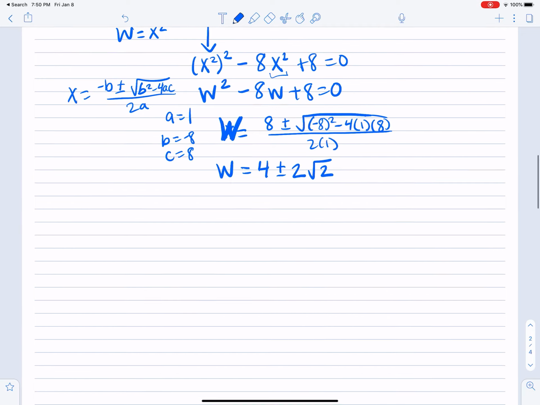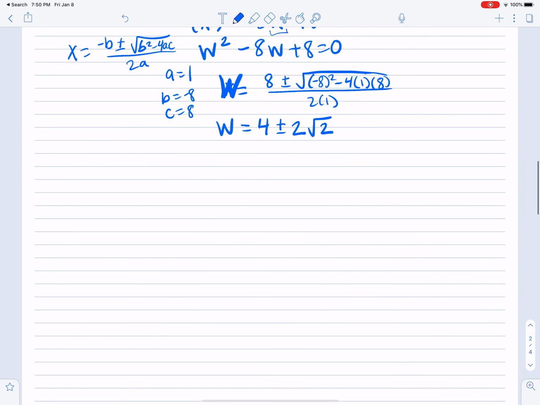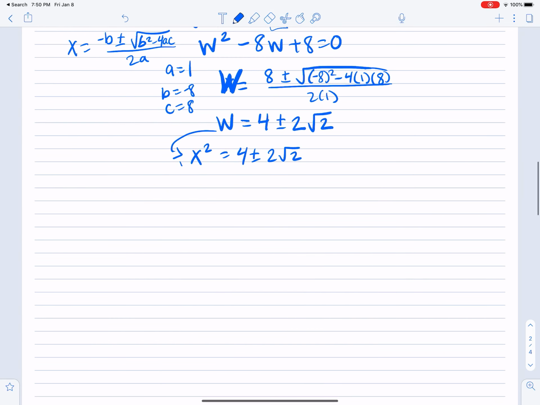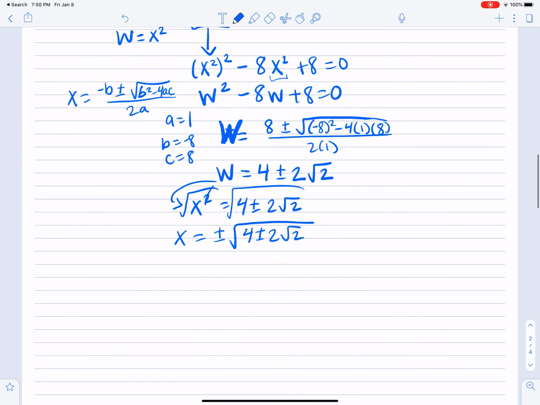And then we're not really done because we need to find x. So remember, we said w was equal to x squared. So actually we can just plug that in, and then we can start solving. We can take the square root of both sides to get x by itself. And we get x equals plus or minus the square root of 4 plus or minus 2 square root of 2. Now that gives us 4 options for answers because this was an x to the 4th problem to start with.